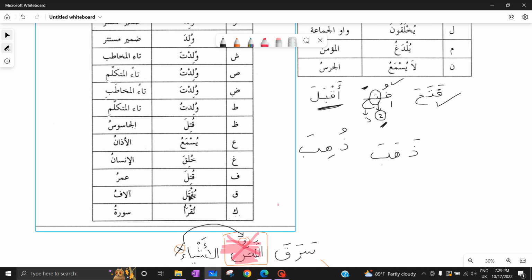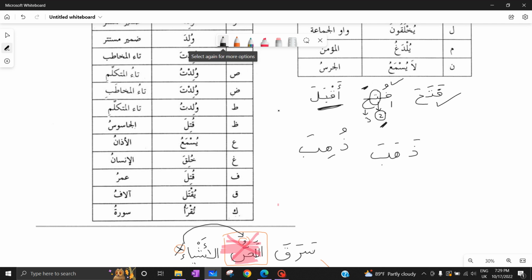Now the actual present tense verb was yaqtulu. The second last letter is having what? It is having a dhamma. So when you change this into majhul, it becomes yuqtalu. The second last letter will have a fatha. Then it will be in majhul case. This is how you will recognize it: a present tense verb having a dhamma on the first letter and a fatha on the second last is a majhul verb.